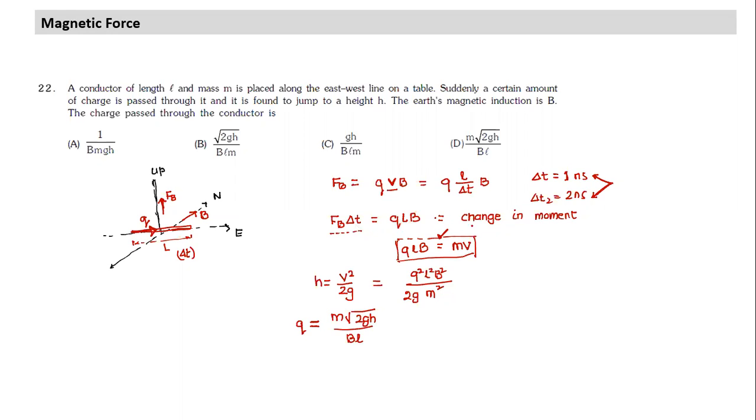Impulse is equal to this, and change in momentum is equal to the final momentum because the initial momentum is 0. It gives me the value of the velocity the rod will have soon after the charge has flown through it. So after the charge passed through, the rod has acquired a velocity. It is similar to the rod being hit in a vertically upward direction. From this equation, H and V are related. In this simple equation, I substitute this value and I get the value of Q.